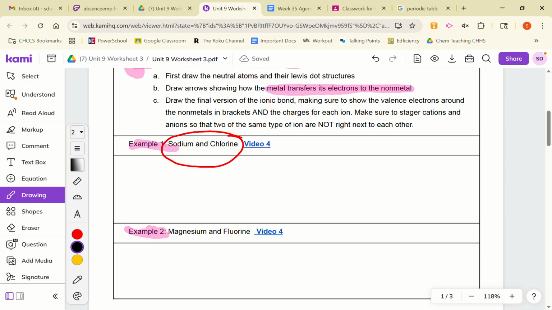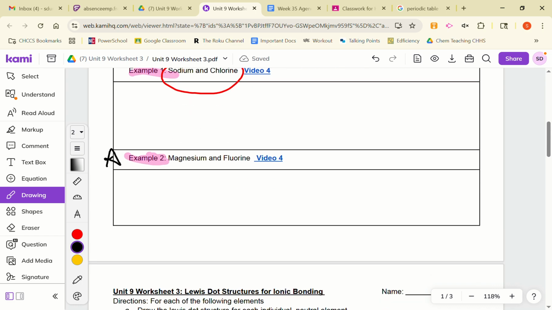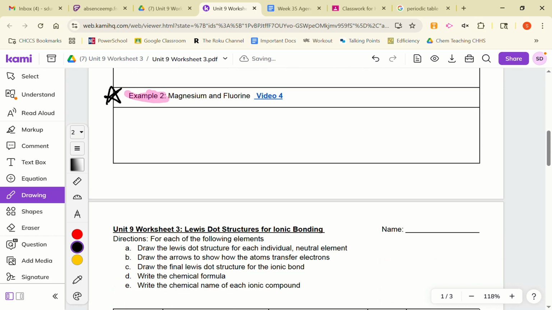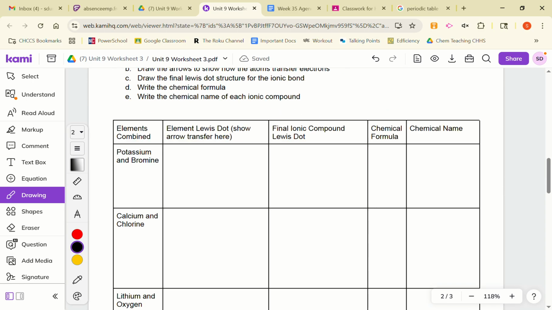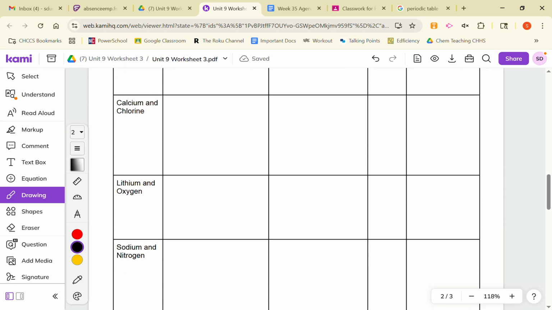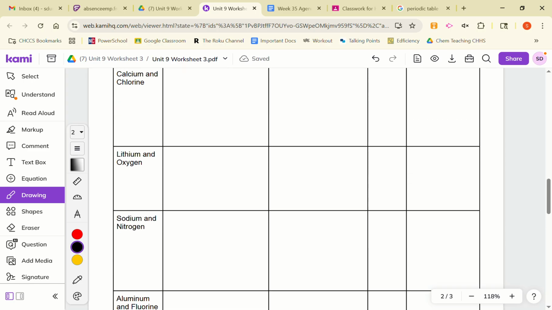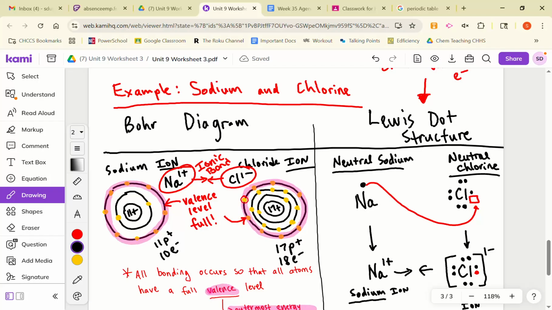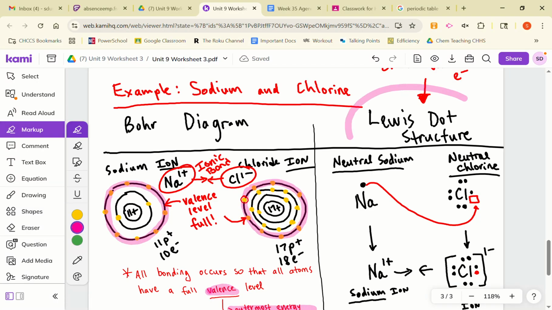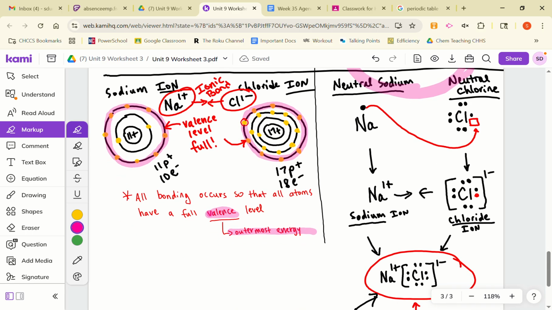So that is Example 1. I'm going to stop here, and we can look at example 2 tomorrow, or you can try example 2 on your own, and you can see if you can do any of these problems on the next page. Remember, for these problems, you're really focusing more on the Lewis dot structure. You do not need to draw the Bohr diagrams. I just did that so you could see the valence level.